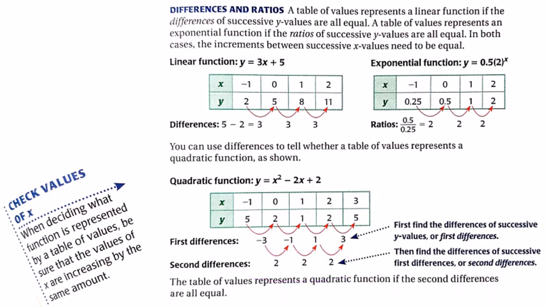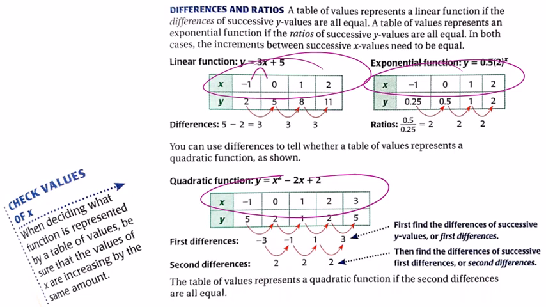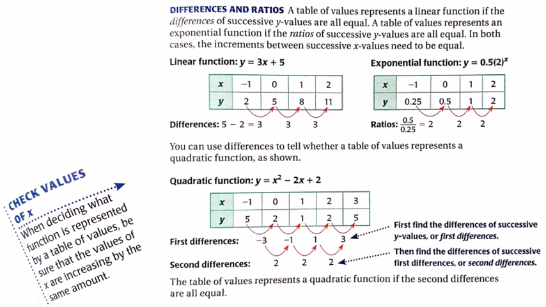One hidden direction that they kind of squeak in there with this side note that I pulled up for you guys is: this is only true if the x values are increasing by the same amount. All right, so if I look at all of these x values in the table, they are all increasing by 1 every single time, left to right. So it's really easy to skip over that.